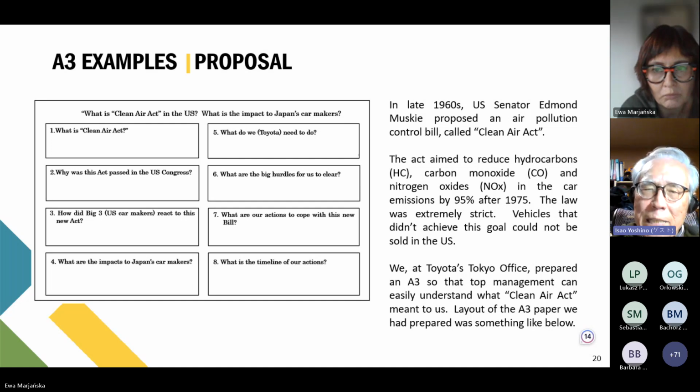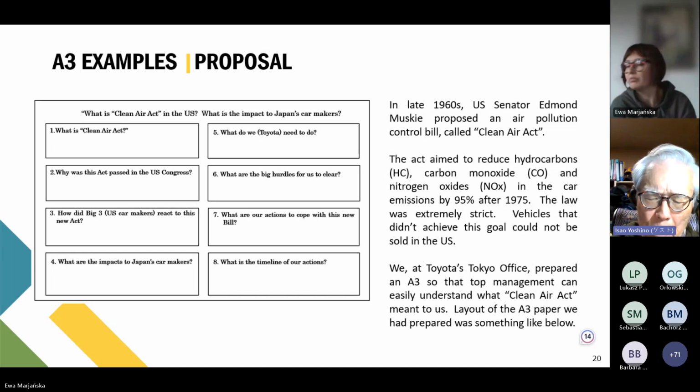So besides technical development, number 7 is the responsibility of our Tokyo office staff members. What we need to do as Toyota to cope with this new trend, new regulations, toward the Japanese government and among the Japanese manufacturers, what we need to do about that. Number 8, what is the timeline?